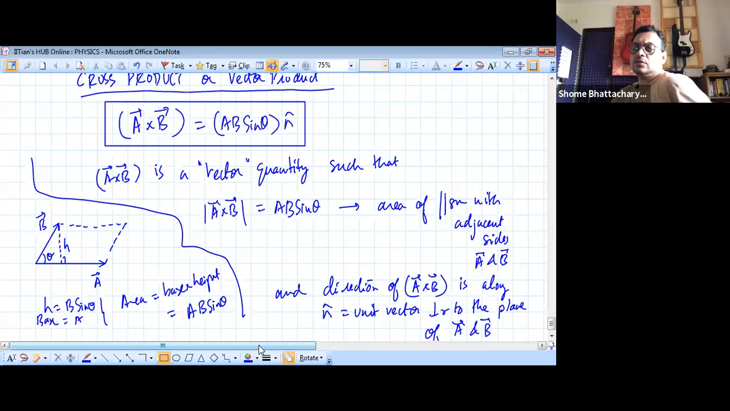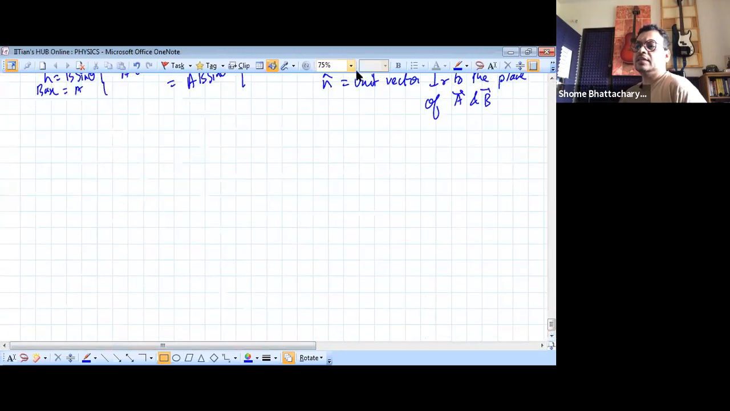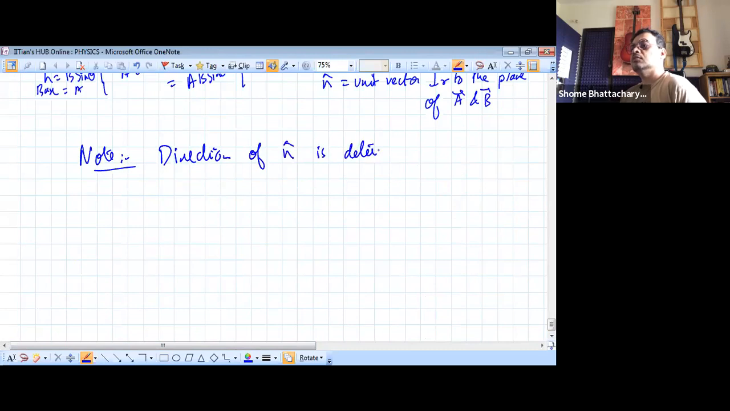Yeah, I'm coming to it, Shikhar. Okay. So have you written down this part? Lies perpendicular to the plane of A and B. Yeah? So this statement here means that it lies so let us understand, okay, further about n cap. The direction of n cap is determined by what we call the right hand palm rule.